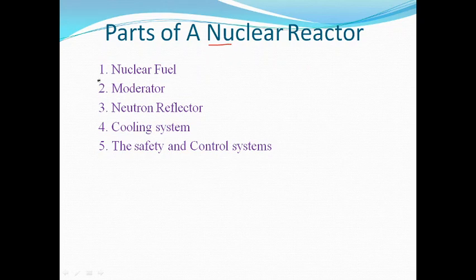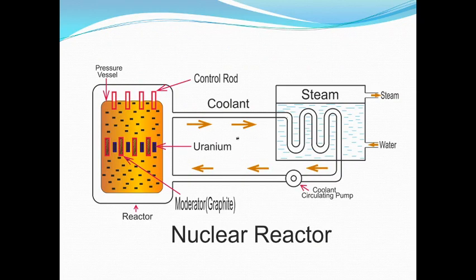Mainly, a nuclear reactor consists of the following parts: a nuclear fuel, a moderator, neutron reflector, a cooling system, then the safety system and the control rods. So as we see in this picture, the different parts are aligned together to produce nuclear energy through this reactor. So the main part, as you see, is the nuclear fuel.